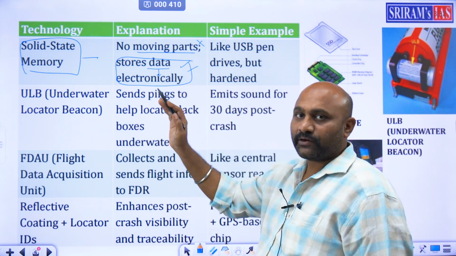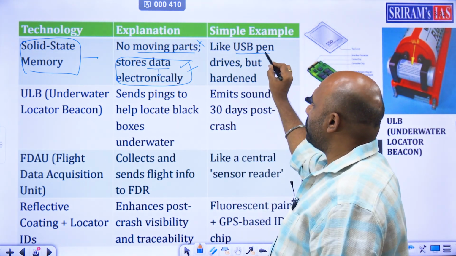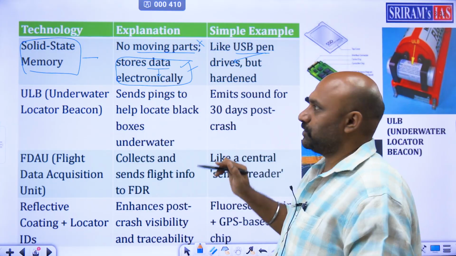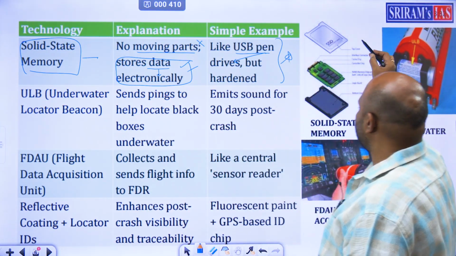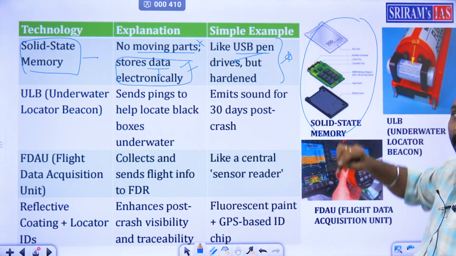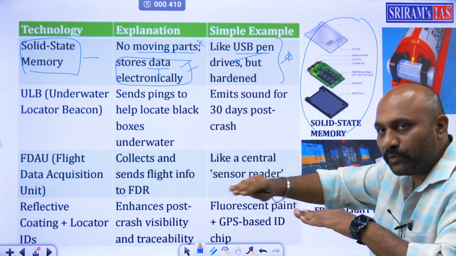It directly stores data electronically. Simple example, a USB pen drive, but a harder version. So this is how it looks. This is how the solid state memory chips look from the outside. Inside, local tapes.